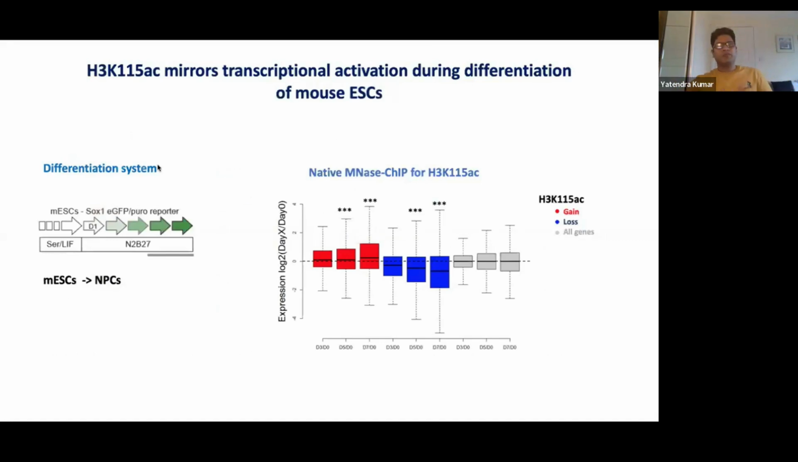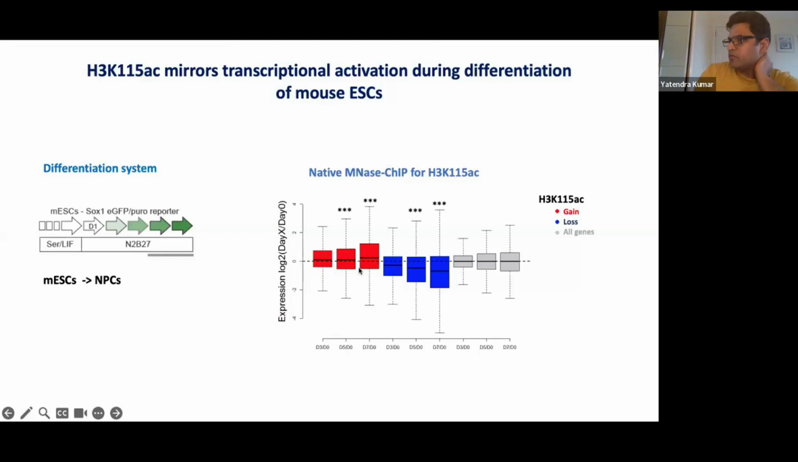Then we wanted to see how this histone modification changes during differentiation, for which we used mouse ES cells, and we differentiated them into neuroprogenitor cells in a 7-day protocol. And when we define promoters between day 0 and day 7, whether they lose H3K115 or they gain H3K115 acetyl mark, promoters that lose are down-regulated gradually, while promoters that gain H3K115 acetylation at the end of the differentiation, you can see at day 3, 5, and 7, they are gradually upregulated.